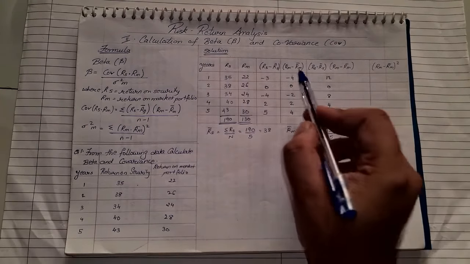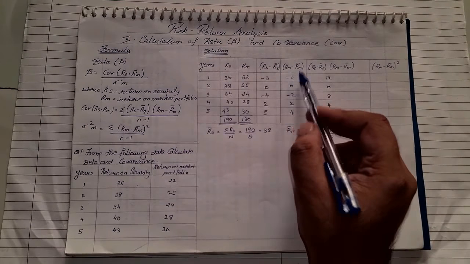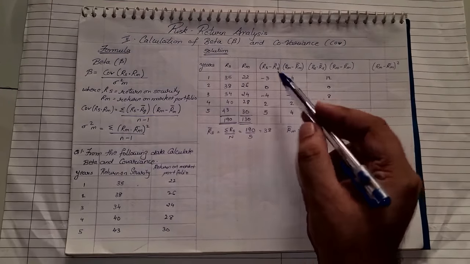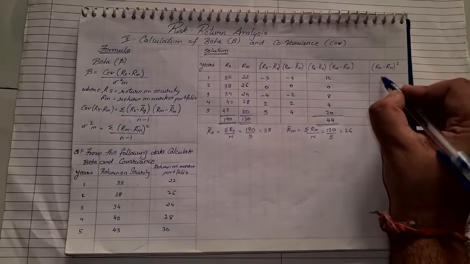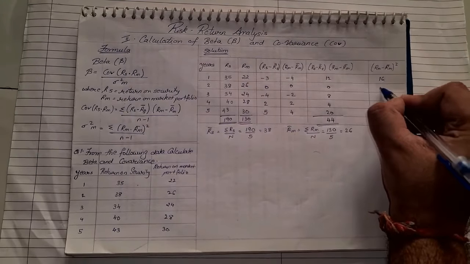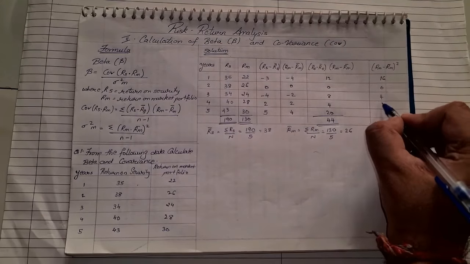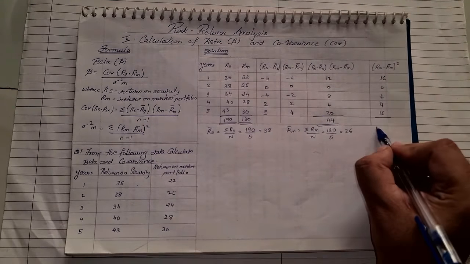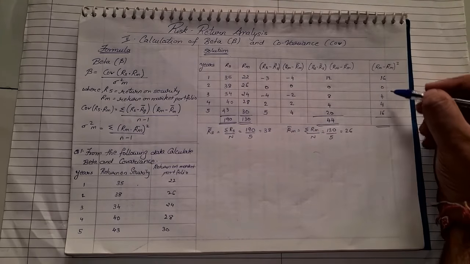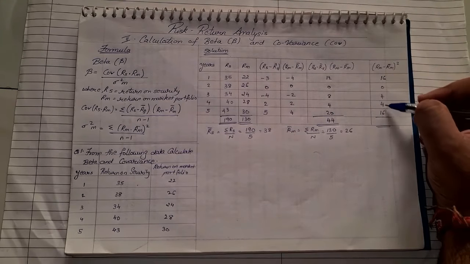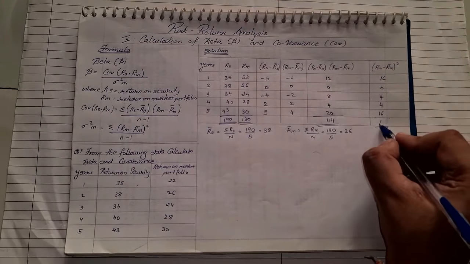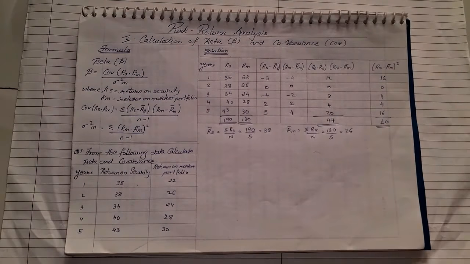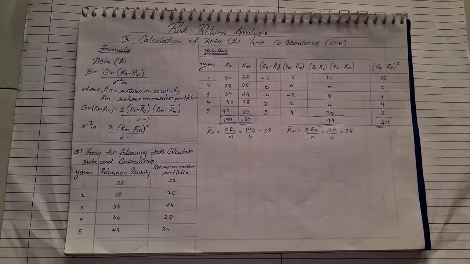And now the last column, that is nothing but RM minus RM bar, the whole square. So the square of the fifth column. So negative 4 square is 16, 0 is 0, negative 2 is 4, positive 2 is also 4, and 4 4s are 16. Once you get all the values, you total it up. So 16 plus 4, 20, and another 20, so our total will come to 40. With this, our entire table has been completely done. Now we just have to apply it into the formula.